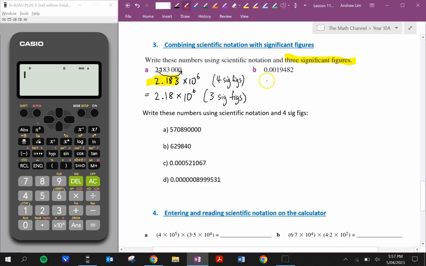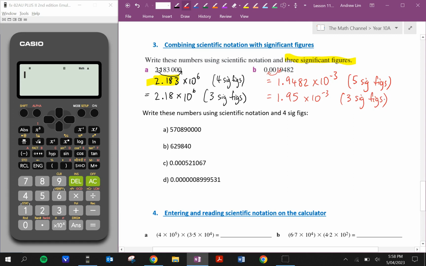And question B. I'll do this one with you, then you can have a go with A to D by yourself. So we've got 1.9482 times 10 to the power of negative, we need to go left 3, so it's minus 3. But we can see here, there's actually 5 sig figs here. We want 3. So we want it to say 1.94 or 1.95, or the 8 tells us 1.95 times 10 to the power negative 3. And that's 3 sig figs.